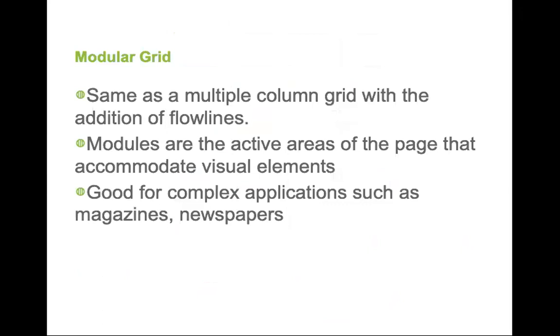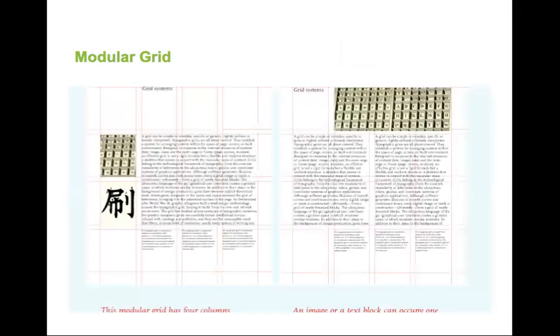You have modular grids, and let's talk about the systems here. Same as a multiple column grid with the addition of flow lines. Modules are active areas of the page that accommodate visual elements, and they're good for complex applications such as magazines and newspapers. And I think we took a look at this example before. This is a modular grid. You might have used a modular grid in your feature article. You'll want to make sure you use that terminology if you did and explain why you used that.